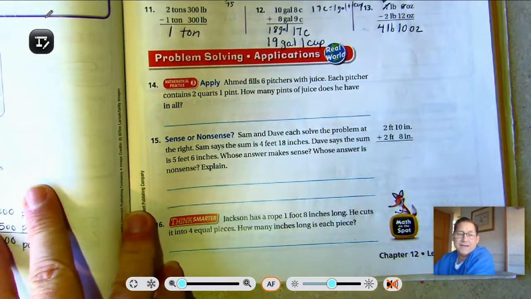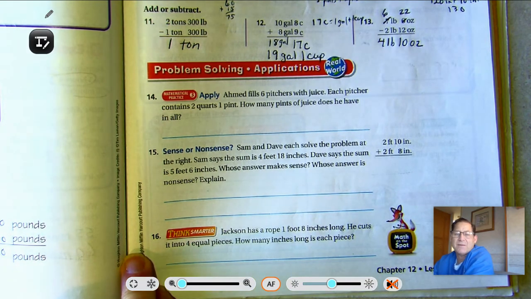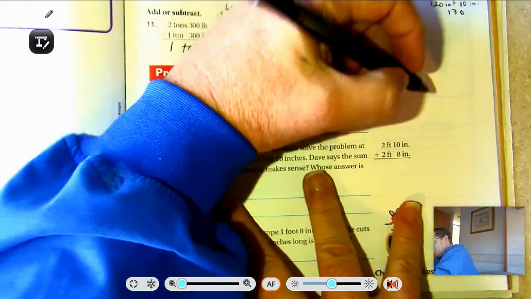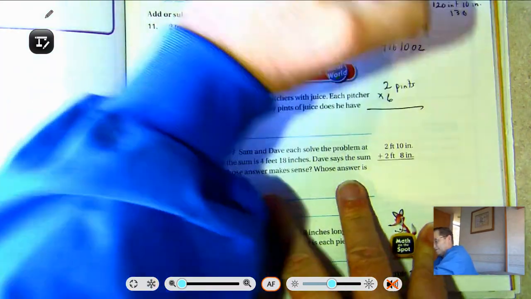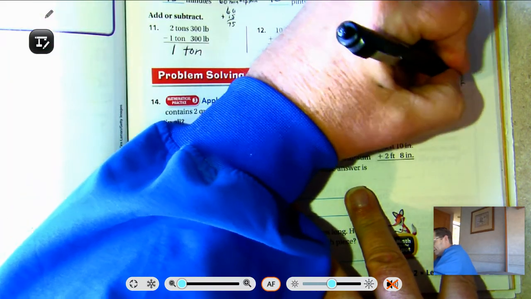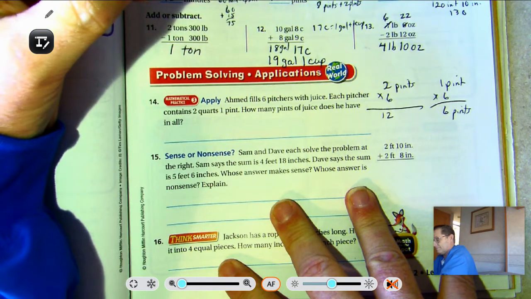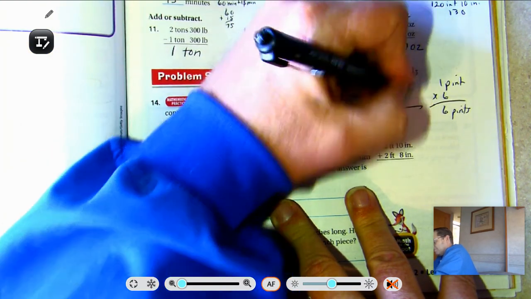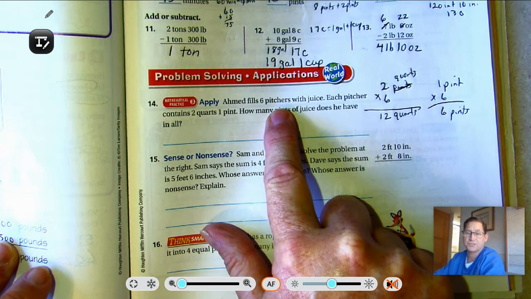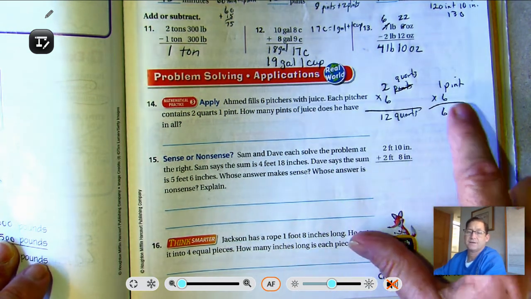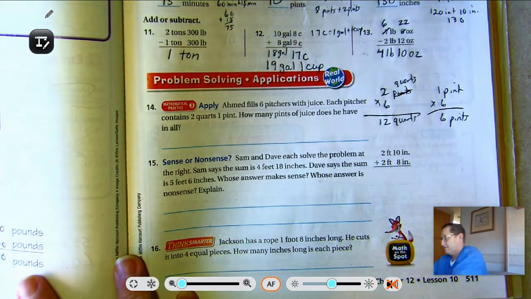14. Ahmed fills 6 pitchers with juice. Each pitcher contains 2 quarts, 1 pint. How many pints of juice does he have in all? All right, so 2 pints times 6, 1 pint times 6, I'm sorry. This first one was 2 quarts. 2 quarts times 6, because he has 6 pitchers. 6 times 2, there are 12 quarts. 6 times the additional 1 pint, 6 pints. So there are 12 quarts, 6 pints total.